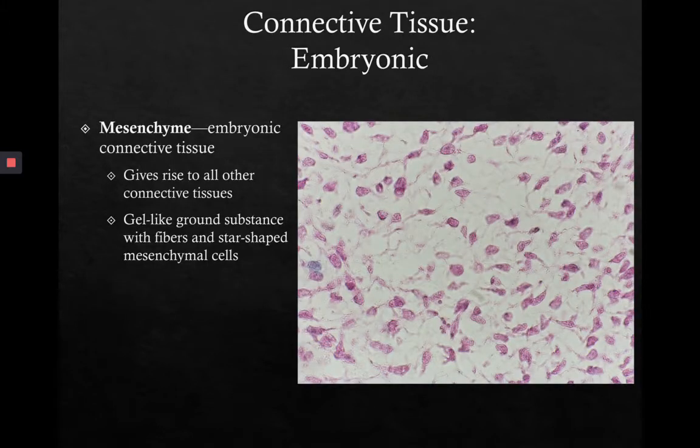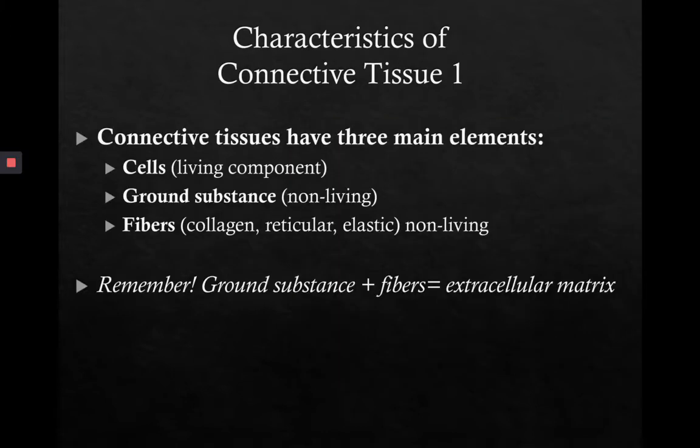Here's a picture of mesenchymal cells. These are, again, embryonic connective tissue cells, which give rise to all of the connective tissues except for those related to blood. It contains a gel-like ground substance and protein fibers, so it's very similar to the basic makeup of connective tissues. So again, what's in all connective tissues? And in this case, we'll even include blood.